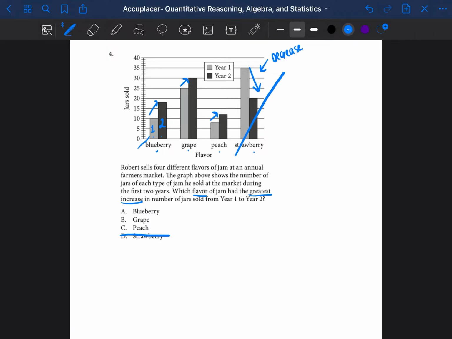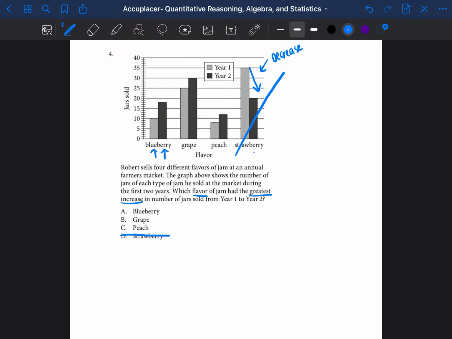But what can the answer be? It can either be blueberry, grape, or peach. So now we have to see between the three flavors which one had the greatest increase. It's very simple. All you have to do is figure out how much is in this one, how much is in this one, and then subtract to see how much it increased.